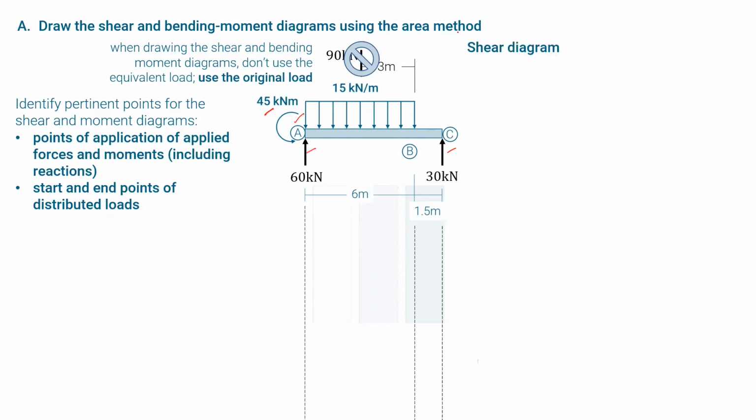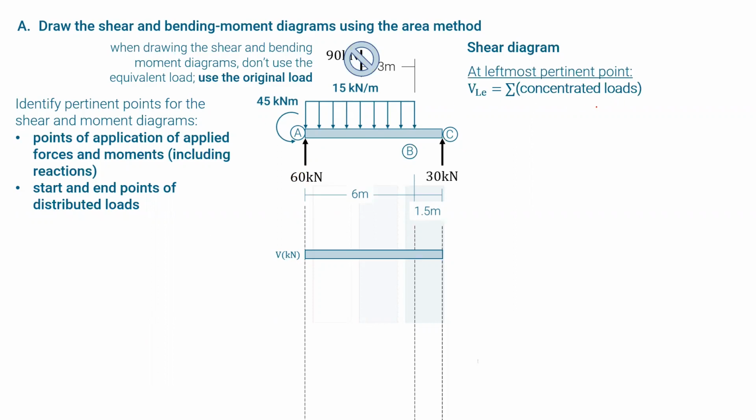So yeah, starting with the shear diagram, I always like to put blank beam. Tapos place ko yung V for shear and then yung unit ng shear diagram, which is kilonewton. Okay, now we start with the leftmost pertinent point, A. So at leftmost pertinent point, ang kailangan mo lang gawin is isum lahat ng concentrated loads. Since 60 lang naman yung concentrated load at point A, then we know that yung value ng shear at A is 60 positive. Bakit positive? Kasi pataas yung loading. Yun yung convention natin sa shear diagram.